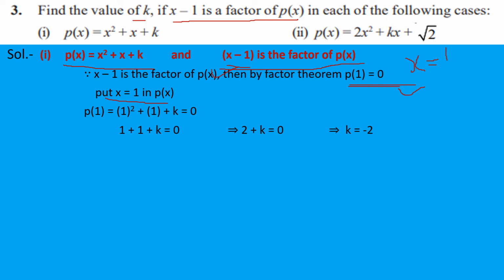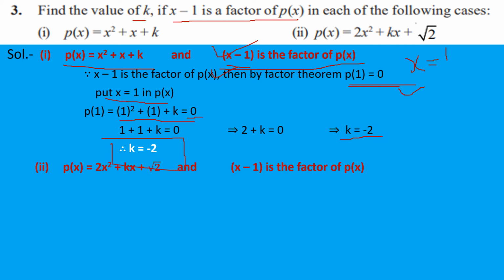So p(1) is equal to 1 cube plus 1 plus k, and it is equal to 0 because in the question it is given that x minus 1 is a factor of p(x). When we solve, we get 1 plus 1 plus k is equal to 0. That means k is equal to minus 2. So by the factor theorem, we have found the value of k, and that is equal to minus 2.